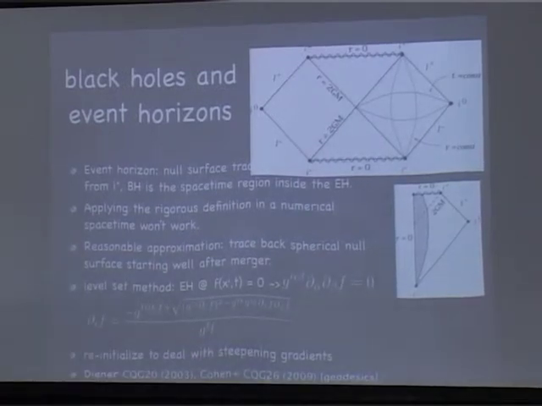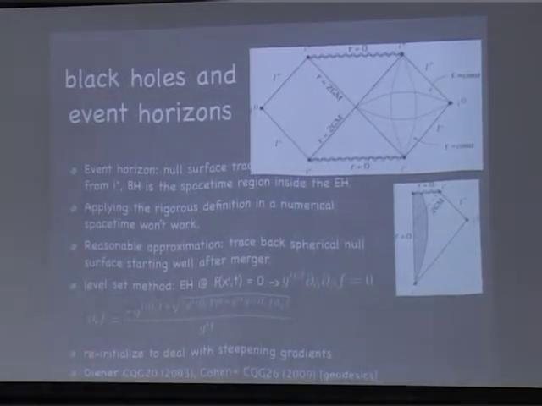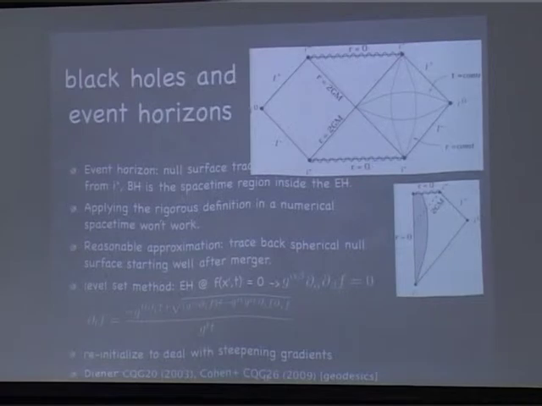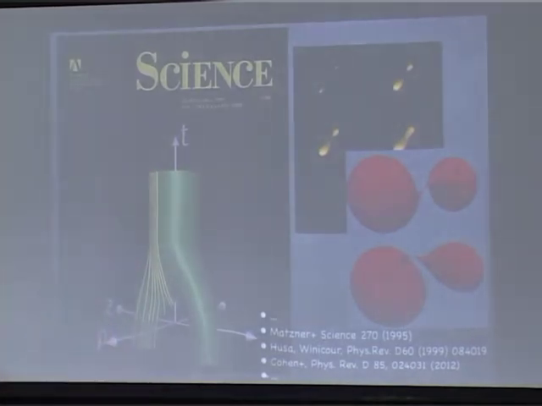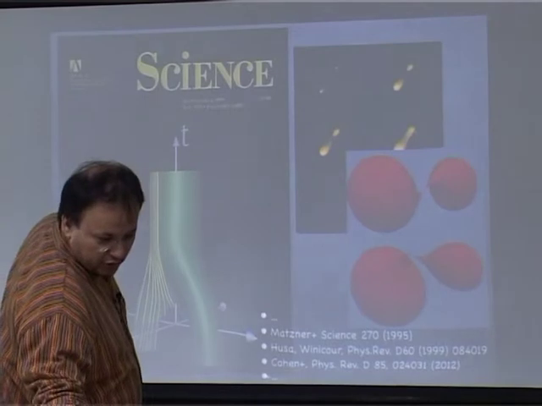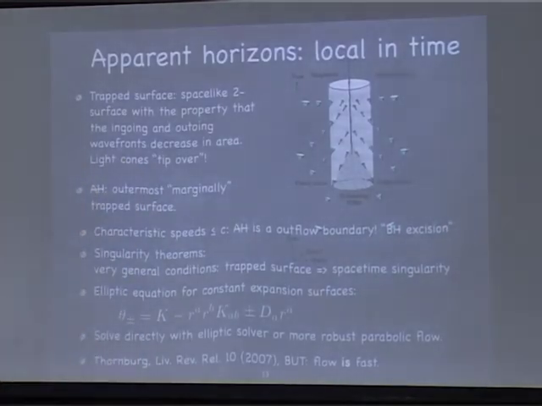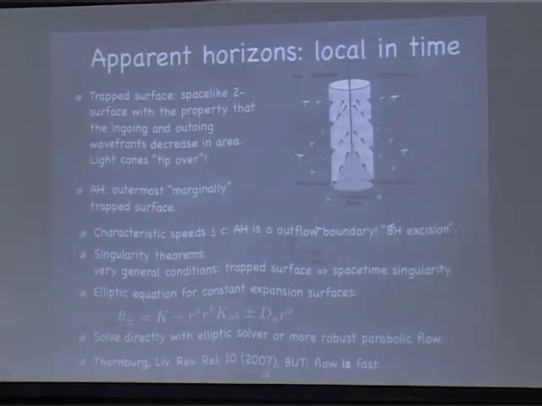But also, the event horizon doesn't help you very much to understand what's happening in the space-time at a certain time because of this funny way in which it's defined backward in time. In order to get around that, well, here we have some of these nice pictures of event horizons. But in order to get around that, there's another concept, which is a so-called apparent horizon, and this definition is local in time.